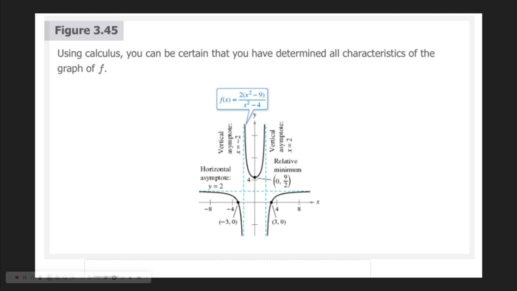There it is. Look, horizontal asymptote at y equals 2. Vertical asymptotes at x equals 2 and negative 2. Concave down from negative infinity to negative 2. Concave up from negative 2 to positive 2. Concave down from 2 to infinity. Decreasing from negative infinity to 0, then increasing from 0 to 2, with a relative minimum at 0. Then decreasing from 2 to infinity.